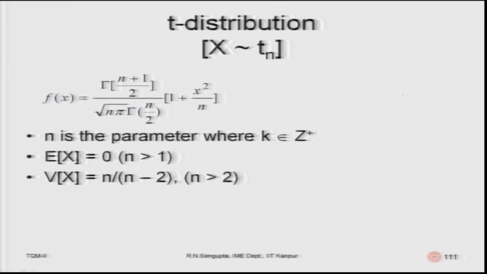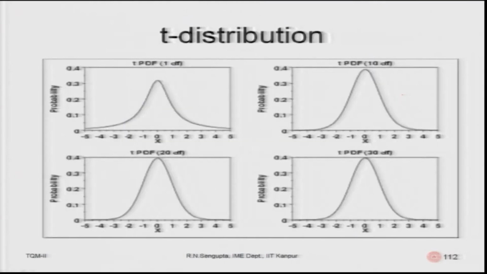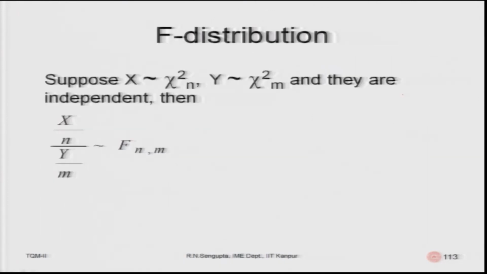Interestingly, as n increases, the ratio becomes 1, which is the variance of the standard normal distribution. If you look at this set of pictures for degrees of freedom of 1, 10, 20 and 30, the PDF of the t distribution is drawn. Along the y axis you have the PDF, along the x axis you have the t values, and if you plot them, it becomes almost exactly equal to the normal distribution as the degrees of freedom increase.